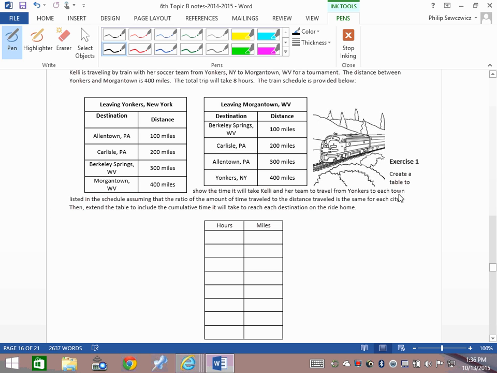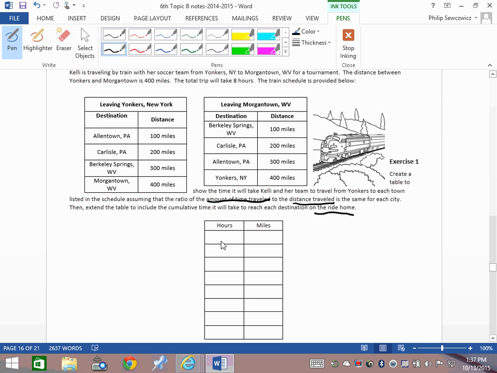We want to create a table to show the time it will take Kelly and her team to travel from Yonkers to each town listed in the schedule, assuming that the ratio of the amount of time traveled to distance traveled is the same for each city. Then extend the table to include the cumulative time it will take to reach each destination on the ride home.